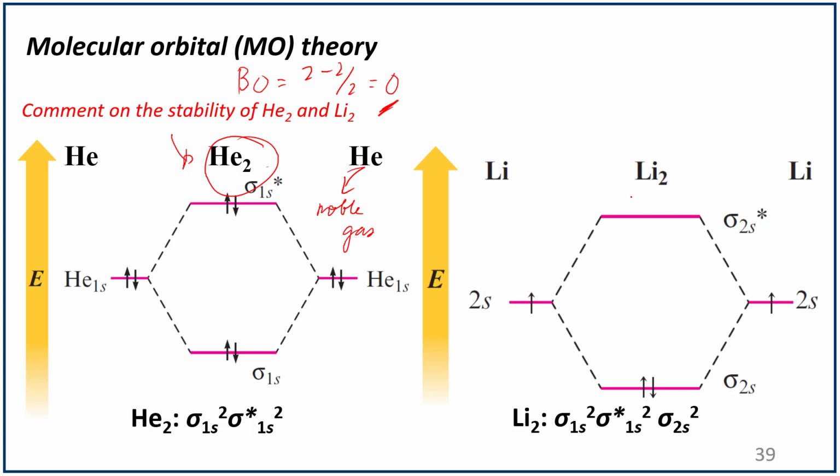But for example, for dilithium, we're not showing here the 1s orbitals and the sigma star 1s orbitals, but if you consider the 2s orbitals which form the sigma 2s and sigma 2s star bonds, we see that for dilithium, the bond order is 2 minus 0 over 2, which is equal to 1. That just means that the formation of dilithium, which is a metallic bond, is more stable than the formation of dihelium.